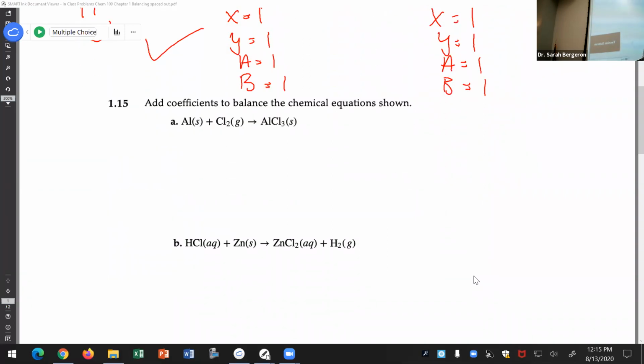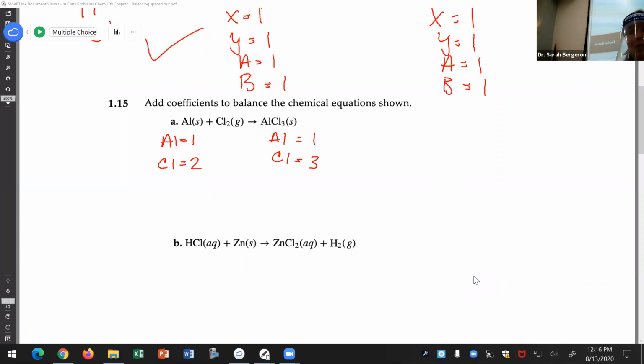All right, so let's try one that's not quite that easy, right? All right, so add coefficients and balance the equation shown. So let's write our elements out. We have aluminum and we have chlorine in this one. So aluminum, and I like to write them in the same order so I don't get kind of mixed up. So how many aluminum in the reactants? 1. How many chlorine? 2. And on the other side, we have 1 aluminum and 3 chlorine. So what's not balanced? My chlorines aren't balanced, so I'm going to have to balance them.